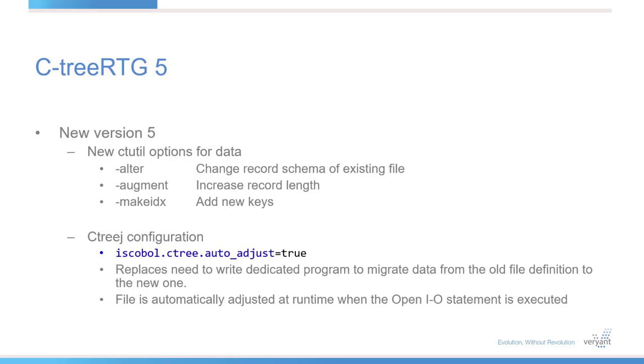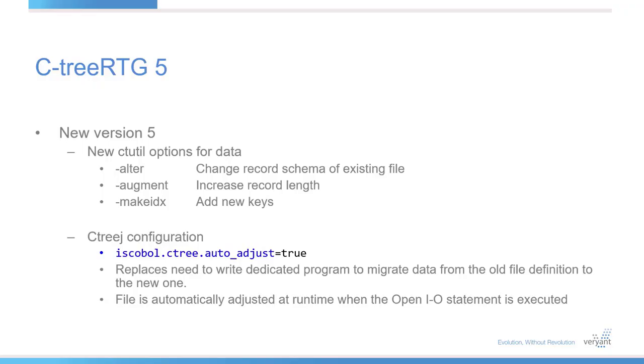You have three new options to use with CTUtil. Alter reads the field definitions from your extended file description, the ISS file, and it adds those fields to the end of your records. Augment adds space to the end of your file without changing the structure. And Make IDX lets you add new keys and fields and filler to your file structure.